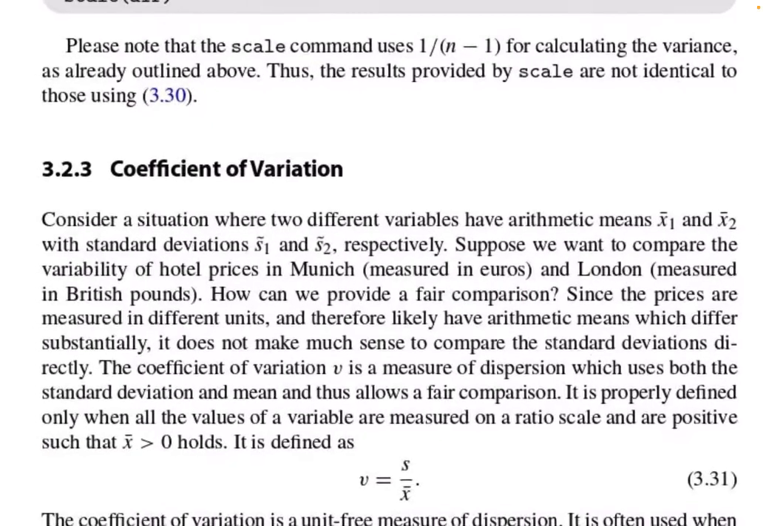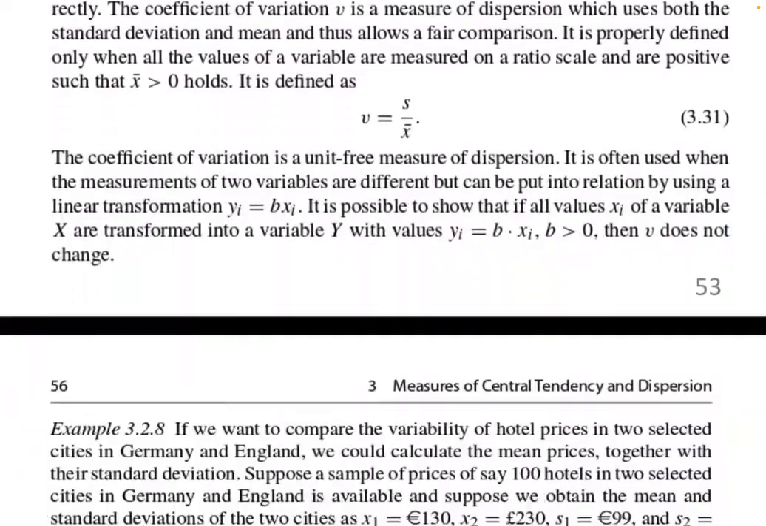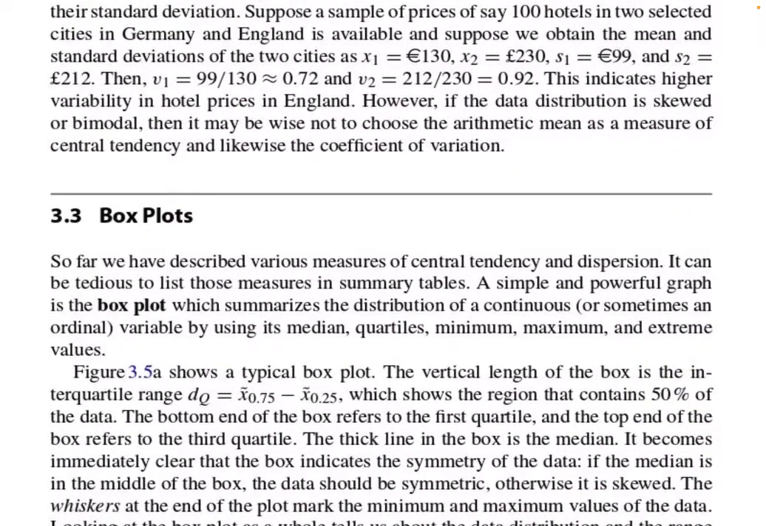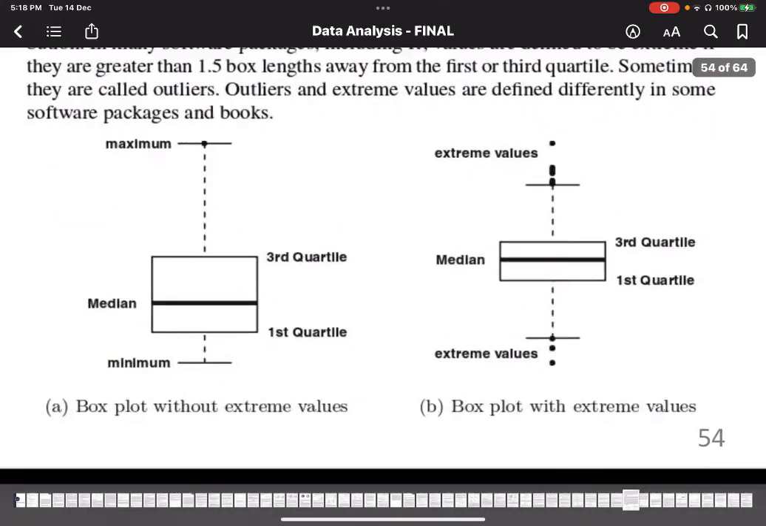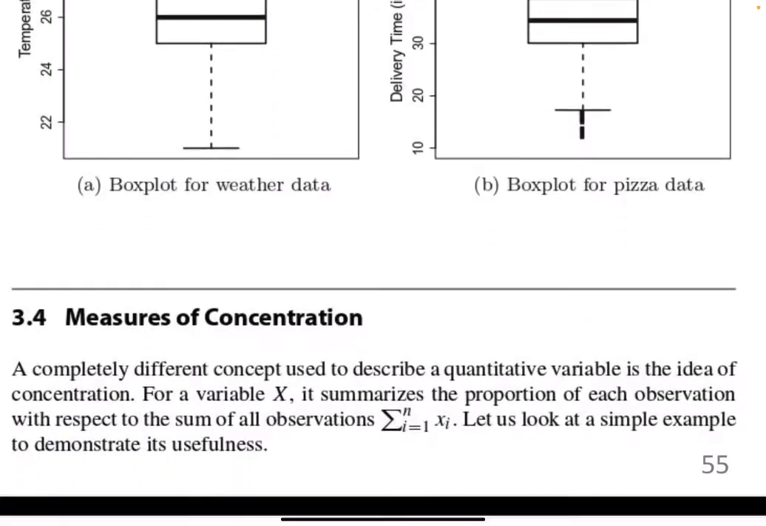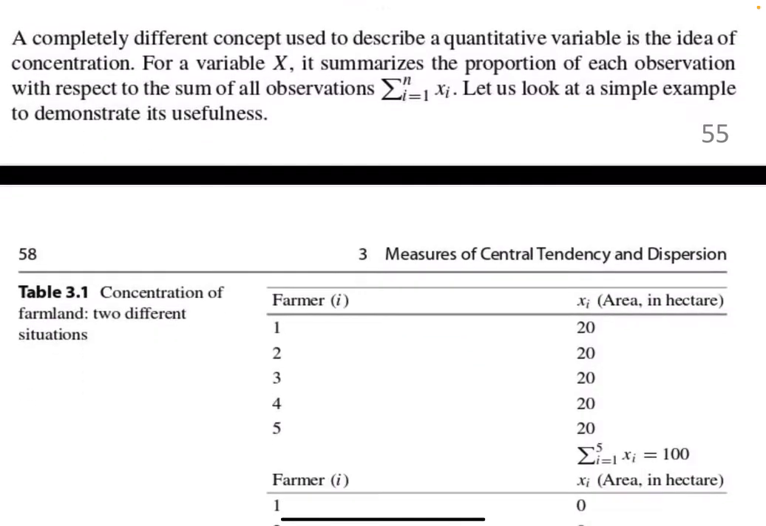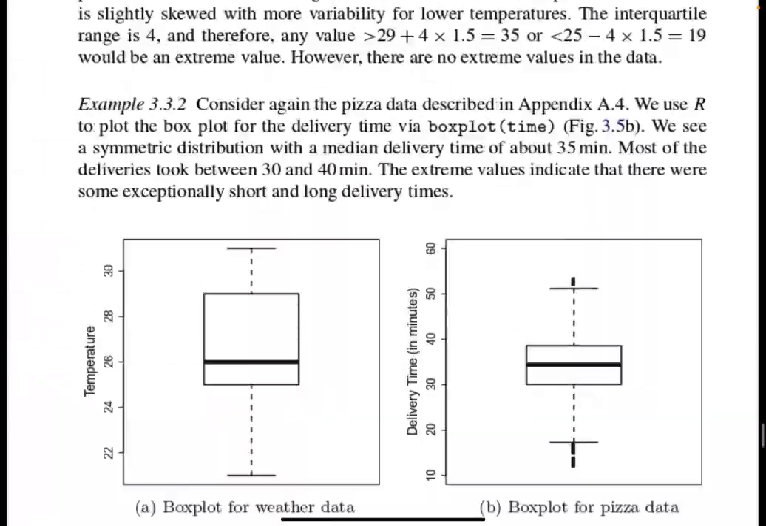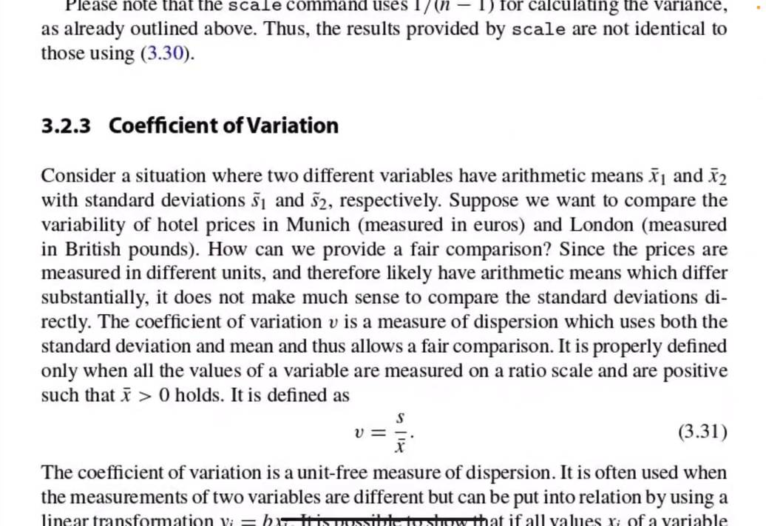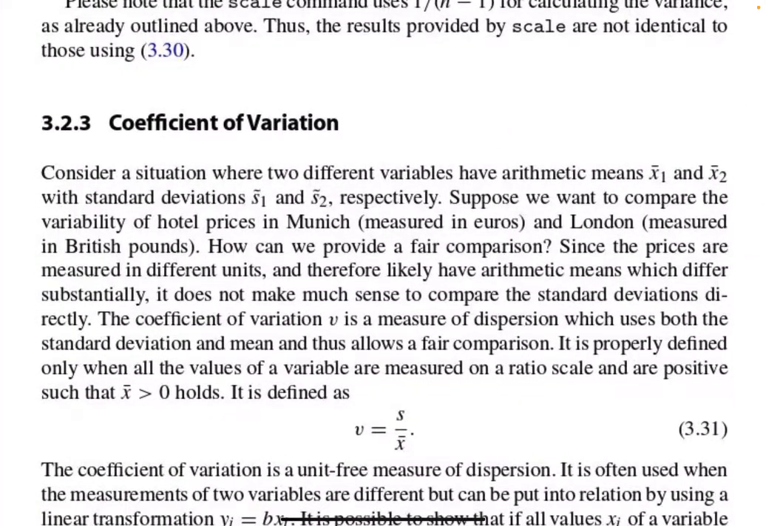We're going to discuss coefficient of variation and measures of concentration, also box plots, and the two types of concentration measurement, yung Lorentz curve and the Gini coefficient. So we'll start with the coefficient of variation. Ano yung definition ng coefficient variation?